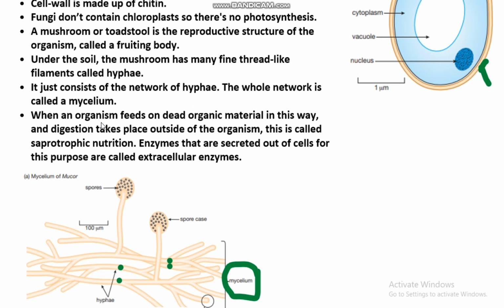When an organism feeds on organic material in this way, and digestion takes place outside of the organism, this is called saprotrophic nutrition. Enzymes that are secreted out of cells for this purpose are called extracellular enzymes.